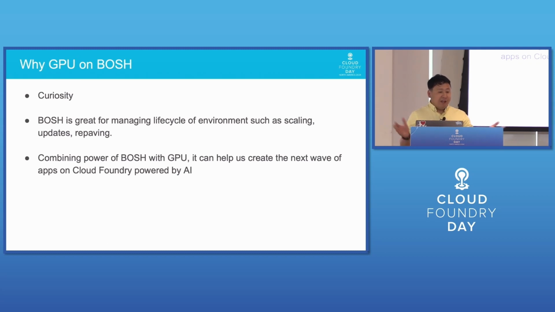So why do it at all? Curiosity. Trying to do something that hasn't been done was always an interesting challenge. I love BOSH. I've been using it for so long. It's great at managing the lifecycle, such as scaling, updates, repaving, all the things you get with BOSH, like adding disk and scaling disk. So it makes sense to have GPUs there. And combining the power of BOSH with GPUs can help us develop different types of applications running on Cloud Foundry. We all love Cloud Foundry here. We like pushing apps, but what if we had AI and generative AI running with Cloud Foundry?